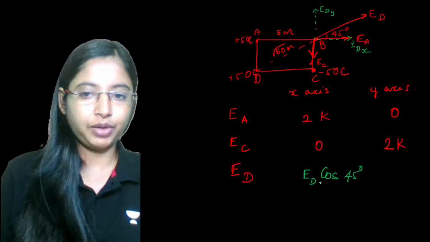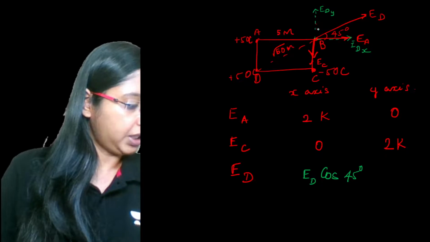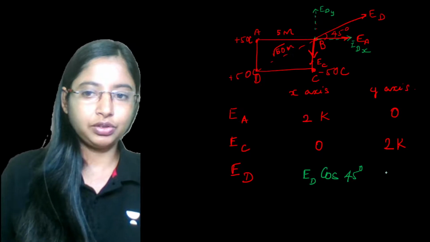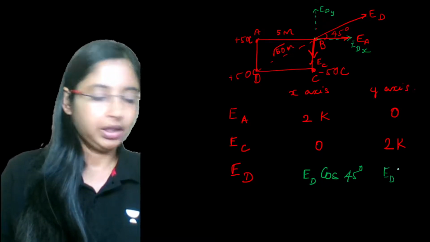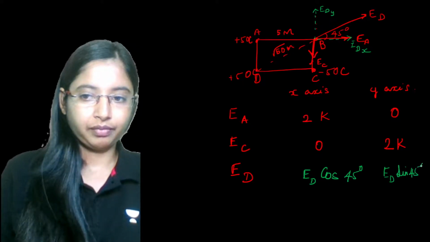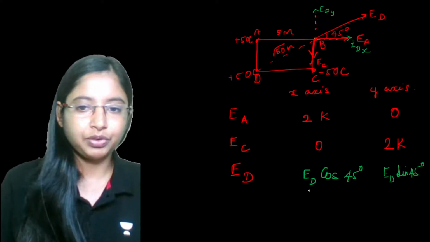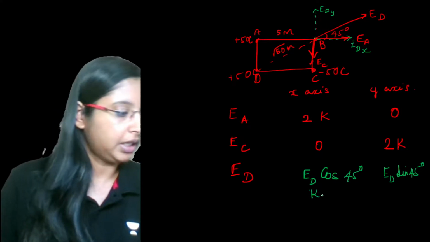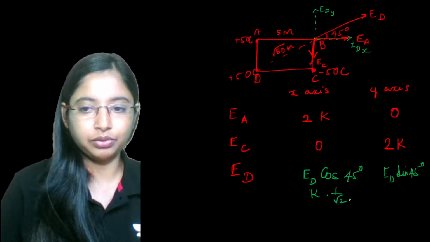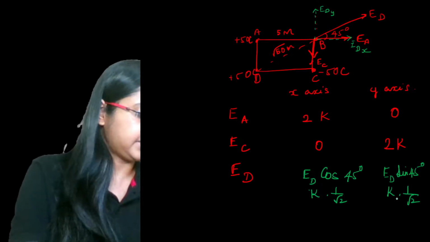Okay, cos 45 is 1 by root 2, right? Similarly, on this side, if I want this component, this angle is 45 degrees, so this is going to be ED into sin 45. So cos 45 is 1 by root 2, sin 45 is 1 by root 2. If I substitute the value, ED is basically K, so K into 1 by root 2, and here again K into 1 by root 2. So these are your x and y components.